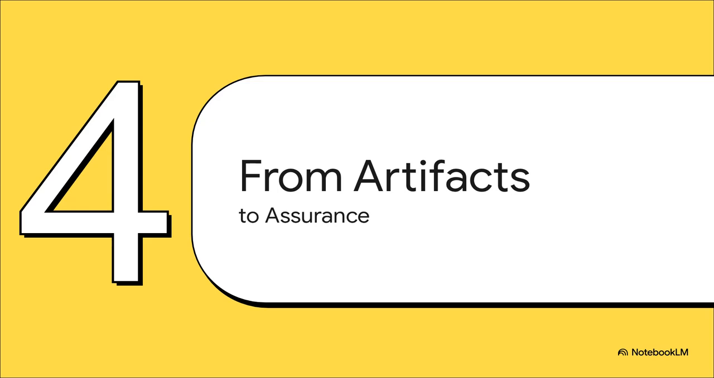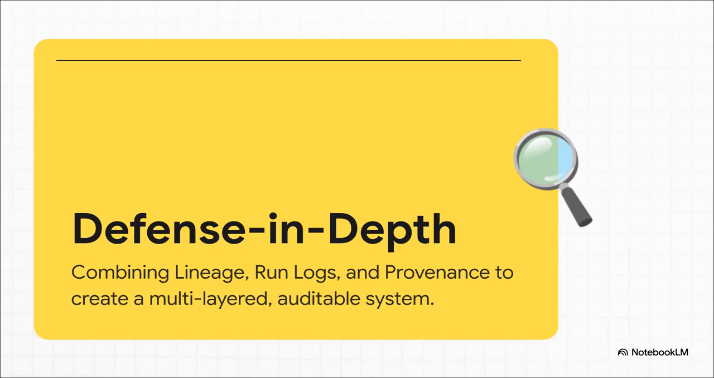All right, let's pull all three of these pillars together. We're going to move from just having individual artifacts to having a complete assurance strategy. This is the principle of defense in depth. Look, no single control is going to solve everything. Instead, you create these overlapping layers of defense. Your lineage ensures safety rules are passed down. Your run logs give you detailed evidence of every single action. And your provenance manifests verify the authenticity of the agent itself. Together, they create a robust, resilient, and most importantly, a fully auditable system.